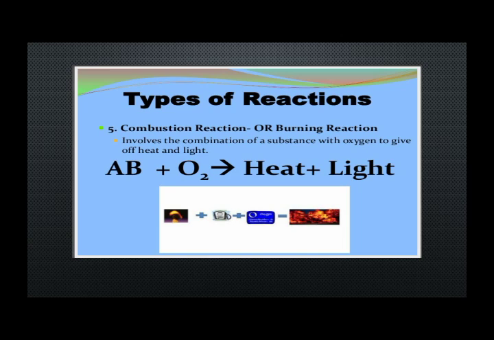Now the next type is combustion reaction. We can also call it burning. Combustion means to combust something, means to burn something, right? So the burning reaction or the combustion reaction always takes place in the presence of oxygen. Whenever anything is going to burn in the presence of oxygen, it will produce heat or light, whatever it produces, that is called combustion reaction.